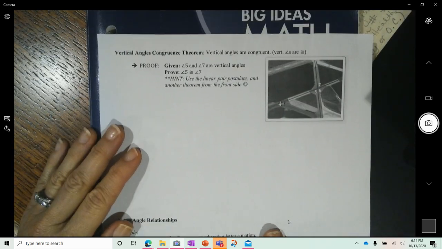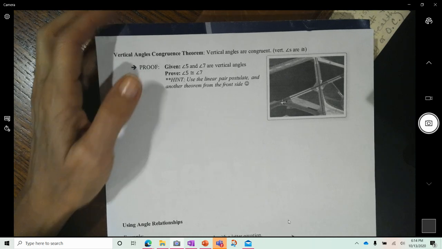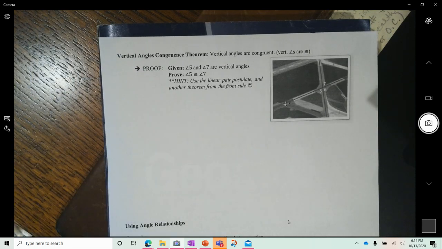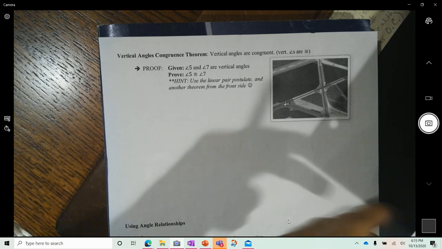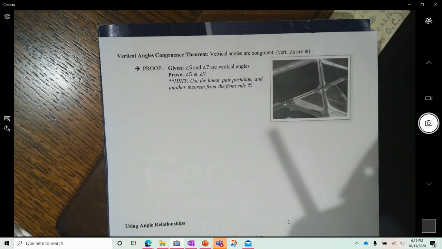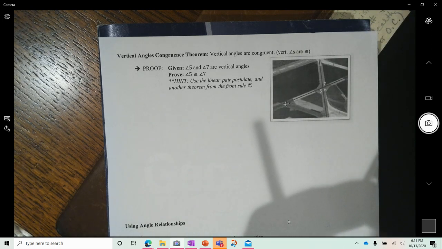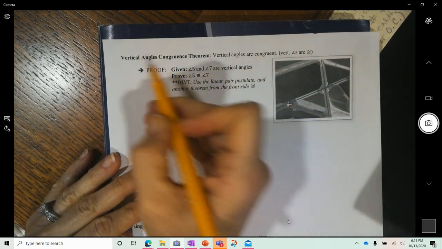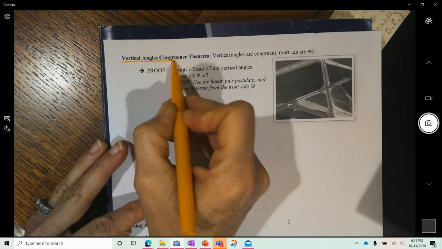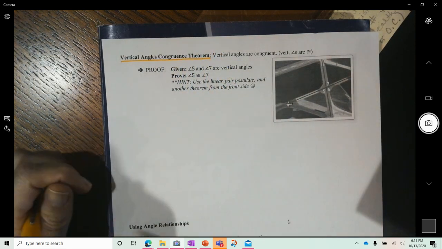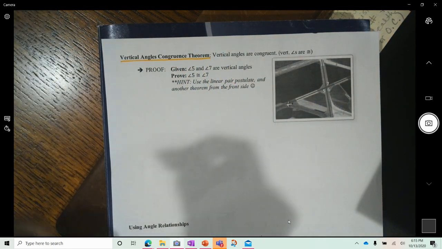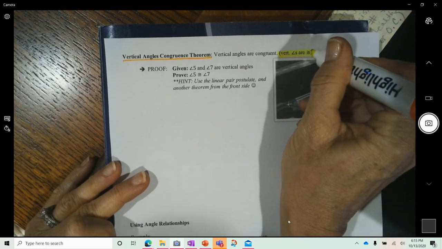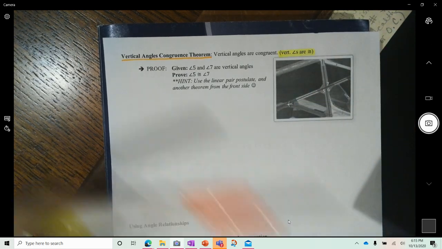So we're going to talk about 2 more. I told you there were a bunch. This one is one of my favorites. You'll be using it all year. It's called the vertical angles congruence theorem. And it's just a fact that vertical angles are congruent. And the cool thing is they look congruent too. So it's sort of one of those things that look obvious.